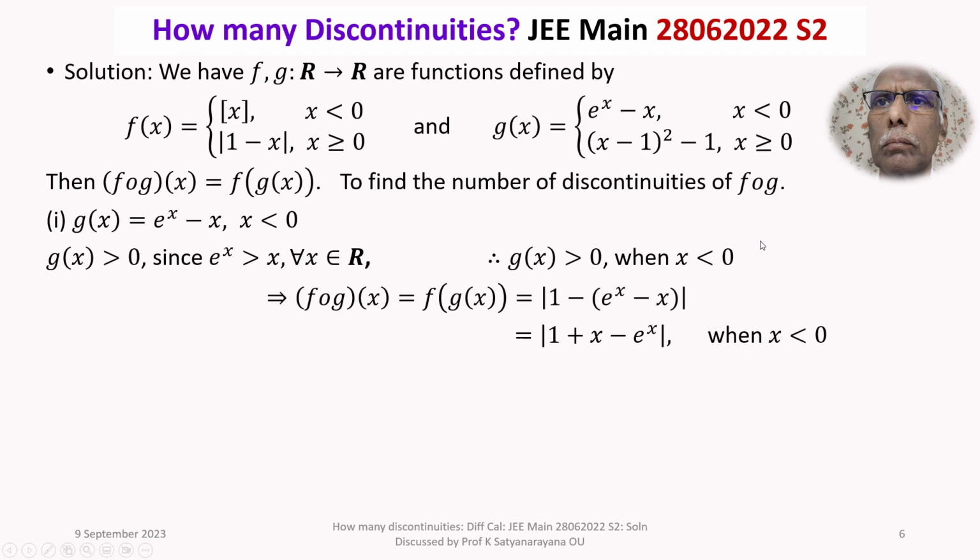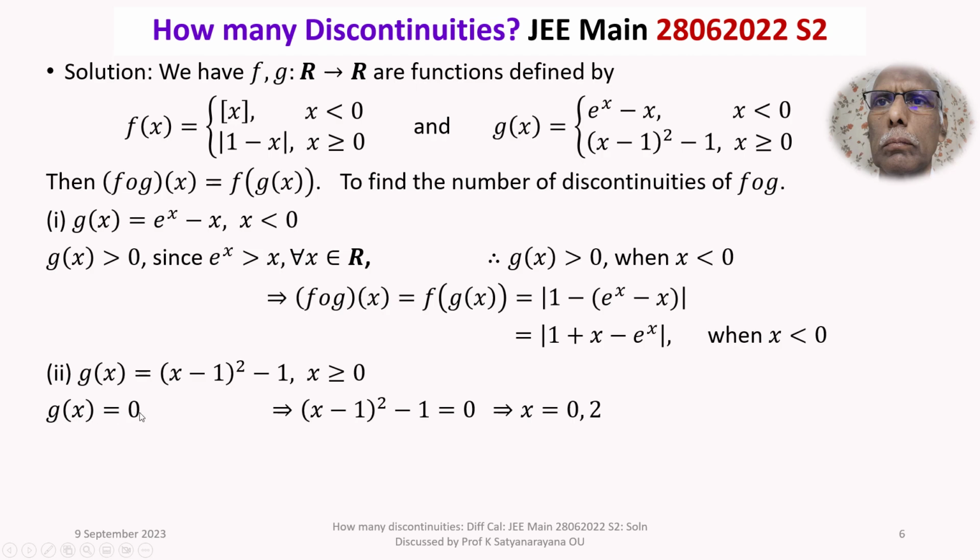So what are we doing? We are trying to find out what this function f compose g is, and we have found f compose g when x is negative. Second, now we consider g of x equal to the second branch of g of x, namely (x minus 1) whole square minus 1 when x is greater than or equal to 0. You notice that g of x equal to 0 will imply (x minus 1) whole square minus 1 is equal to 0.